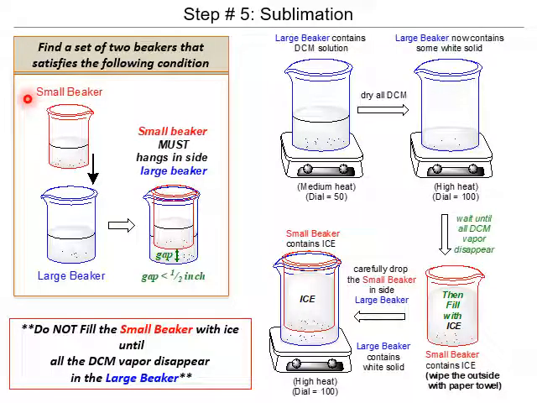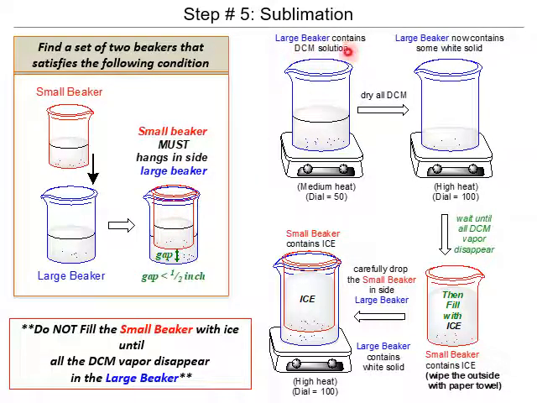And finally, we have sublimation. We often do not do this in organic chemistry labs. This is kind of like flexing, but it's still important to know, right? It's an unconventional technique, but it's important to know. So you need a set of two beakers that satisfies the following condition. You have a small beaker, and you could put it in this large beaker, and the small beaker must hang right inside of the large beaker, so that there's a relevant gap, right? There's an important gap here. Do not fill the small beaker with ice yet, and you'll see why.